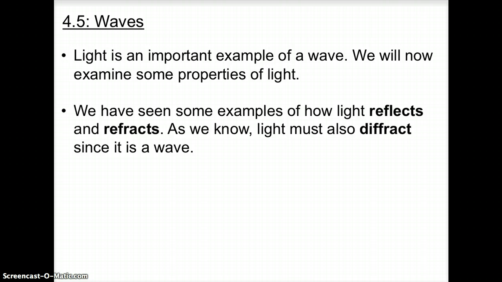So we've already seen how light can reflect and refract. For example, when light passes from air into another medium, we can use the change in velocity, the ratio of velocities, to define the refractive index of the medium. We've seen examples of light being reflected, where the angle of incidence equals the angle of reflection. So now what we're going to look at is diffraction and interference, because if light is a wave, then it does these things too.